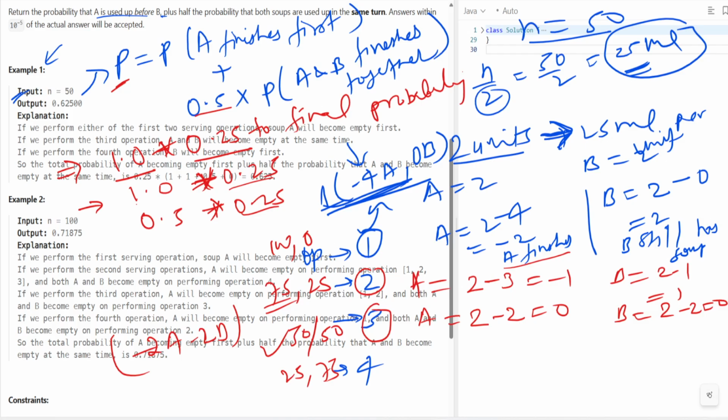Similarly, we'll do for 25. So here it was minus 1a and minus 3b. Similarly, what will happen here? A is 2 minus 1 is 1 left, not finished. B is 2 minus 3 is minus 1, so B finishes first.